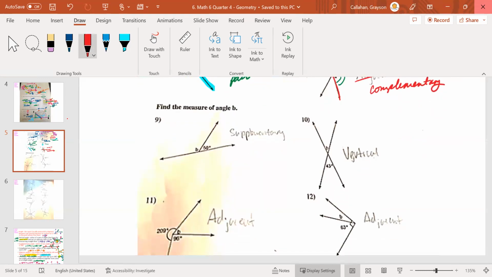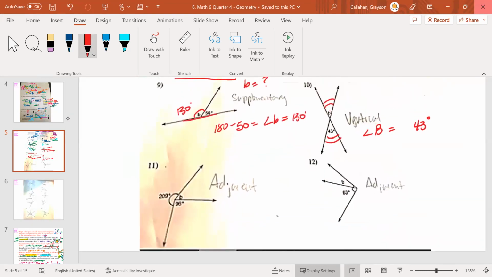Okay, number 9. It says find the measure for angle B. So what it's asking you is what is B equal to? This is 180 degrees. So 180 minus 50 is going to give you angle B, which is 130 degrees. And if you take a look at this angle, that looks correct because that's an obtuse angle. B and this angle, they are vertical, which means they're equal. So angle B should be equal to 43 degrees.